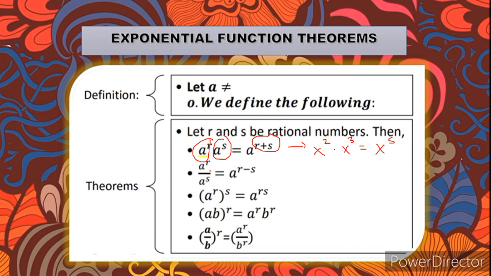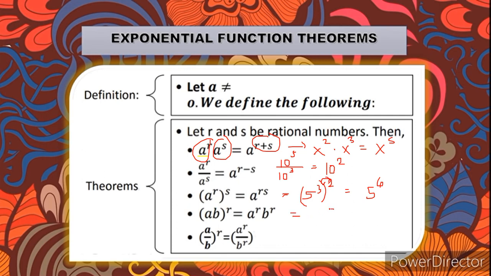And if you have a fraction, you're going to subtract r minus s. Example, 10 raised to 5 all over 10 raised to 3. So, what is 10 raised to 5 all over 10 raised to 3? Answer? 10 raised to 2. Okay, next. If you have 5 as a base, then 5 raised to 3, then quantity of 5 raised to 3 raised to 2. Answer? 5 raised to 6. You're going to multiply exponent to exponent.